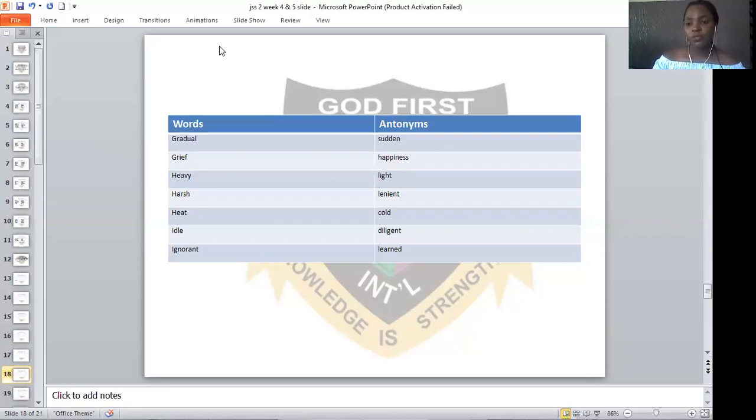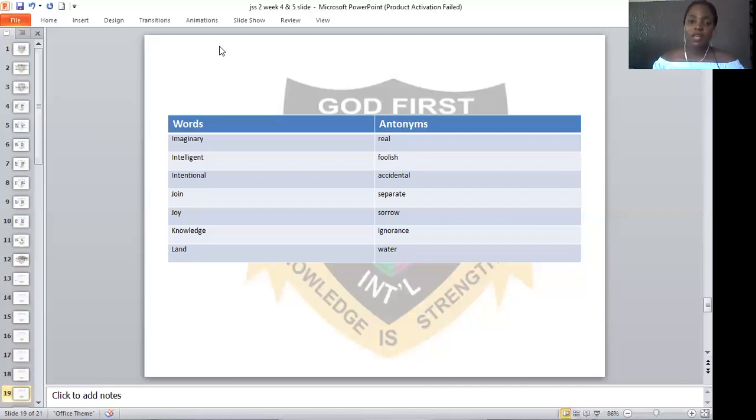Diligent, ignorant, learned. Imaginary, real. The story is an imaginary one. The story is a real one. Intelligent, foolish. Intentional, accidental. She injured her intentionally. She injured her accidentally.